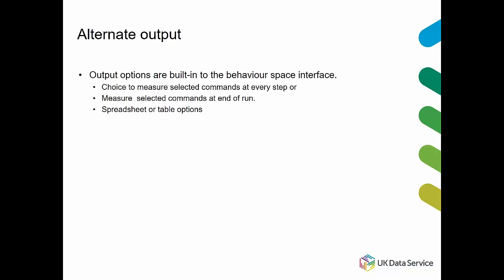Alternatively, the output built into BehaviorSpace can be more sophisticated than I've shown you here, but the choice to measure selected commands at every step or at the end of the run, and the table and spreadsheet options, are a little bit limited, and you can probably do better by building output options directly into your model code. That is not actually as scary as you might think because we imported the CSV extension earlier, as you will remember, I'm sure, paying attention thoroughly.